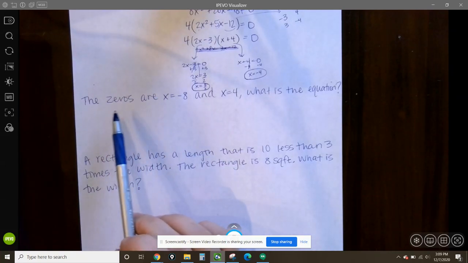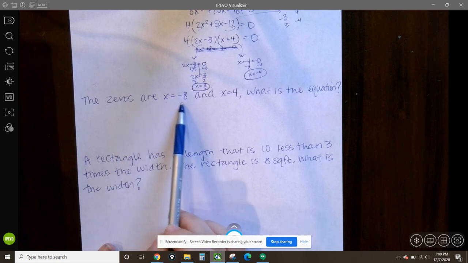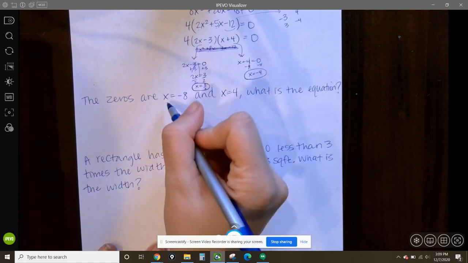Okay, so now moving on to some of the other ones. These ones are a little bit quicker. So the zeros for an equation were x equals -8 and x equals 4. What was the equation, or what could the equation have been?